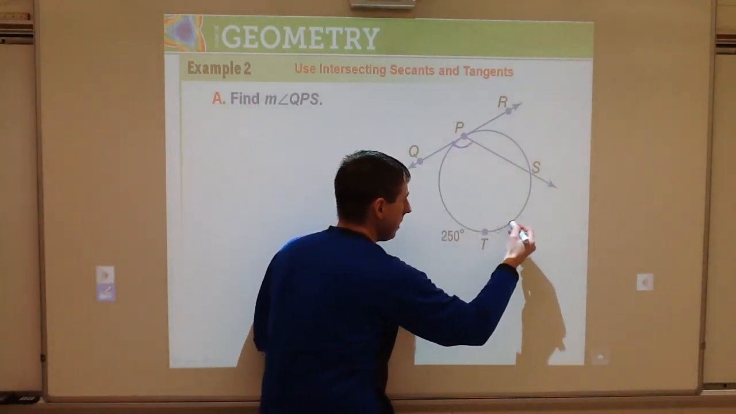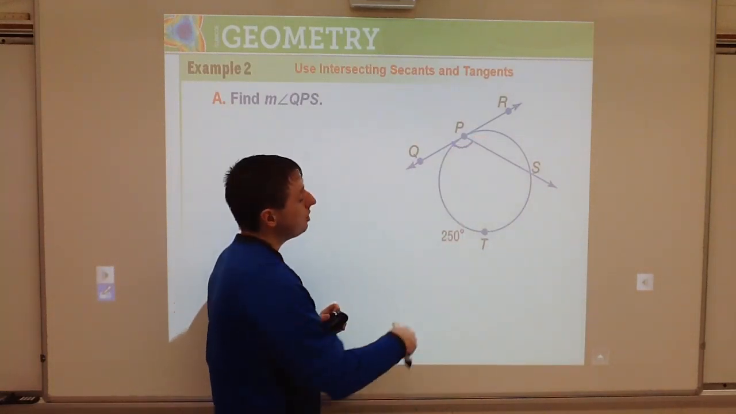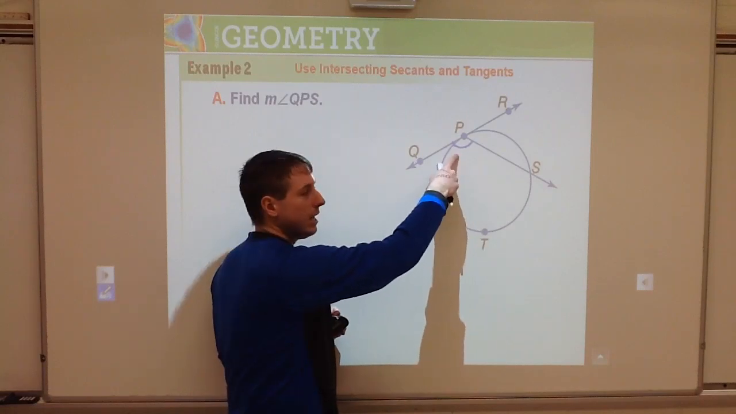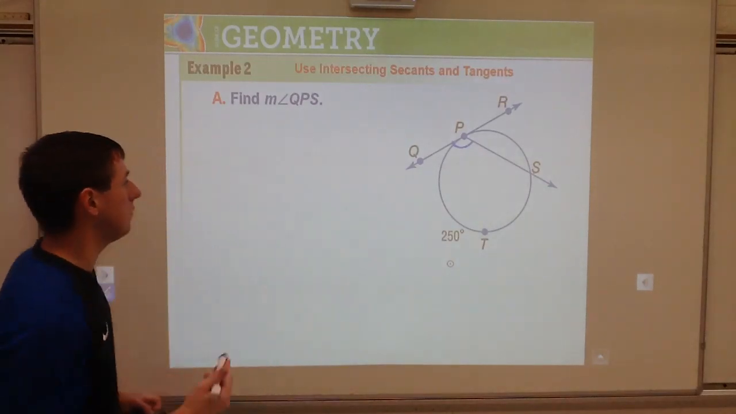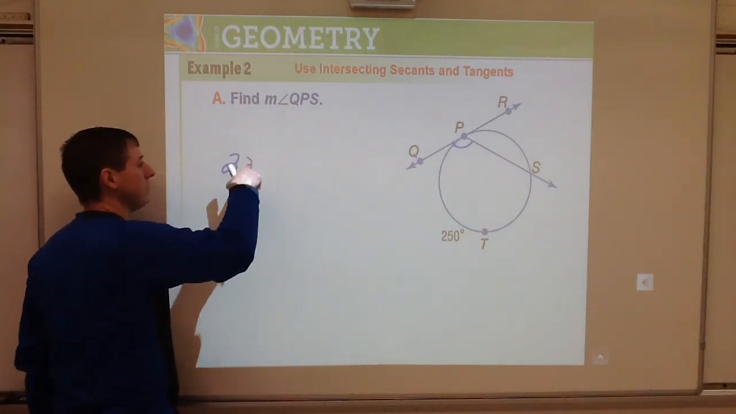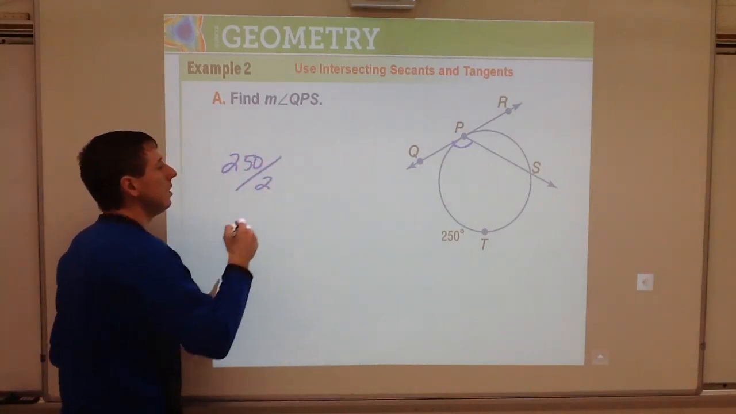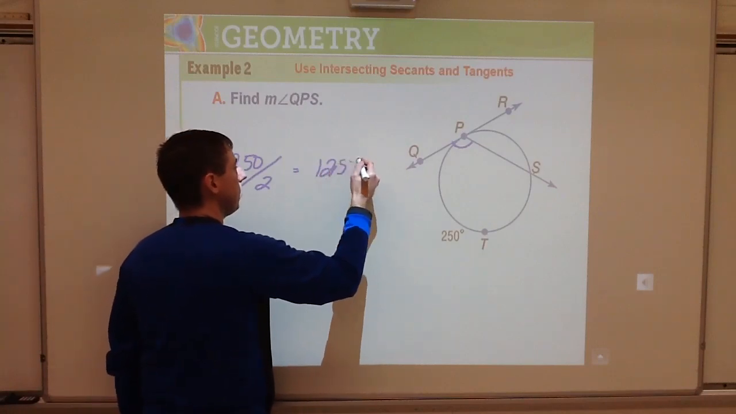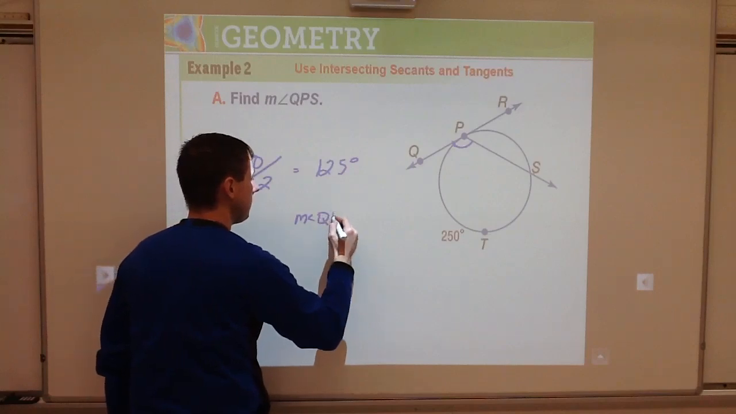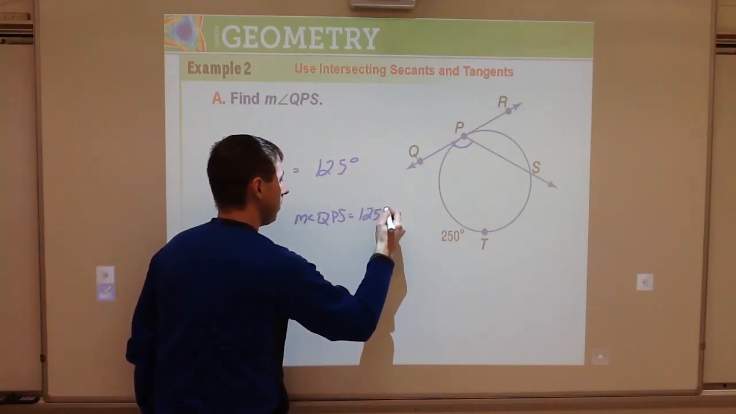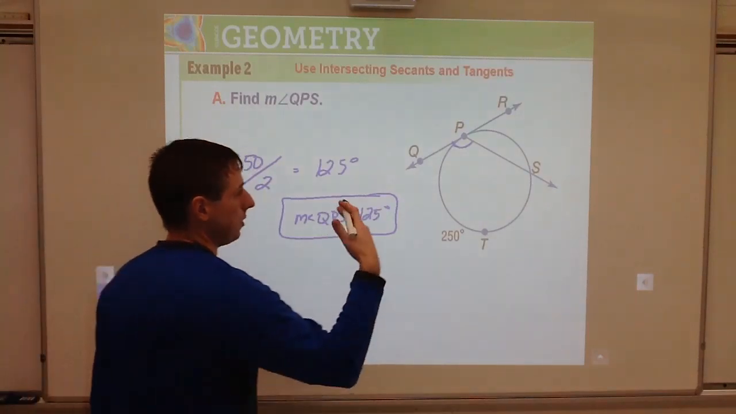They tell us this big arc right here is 250 degrees. The relationship between that arc and the angle on this side is the angle is half the size of the arc. So if that arc is 250, all I'm going to do is half of 250. Easiest way for me to do half of a number is just divide it by 2. 250 divided by 2 would be 125. So the measure of angle QPS would be 125 degrees.